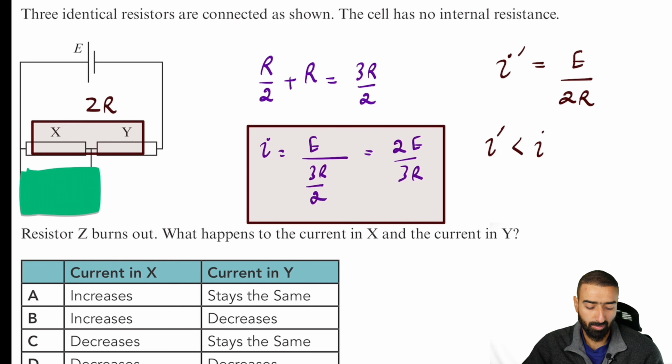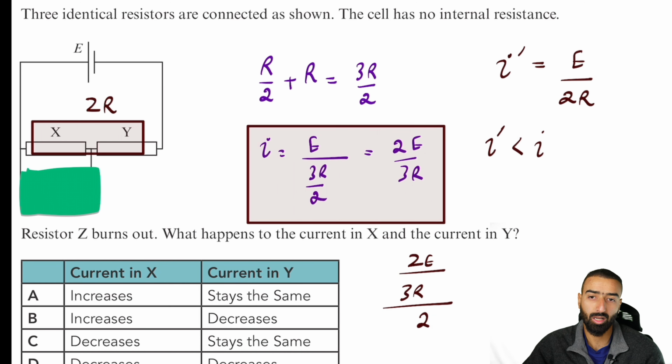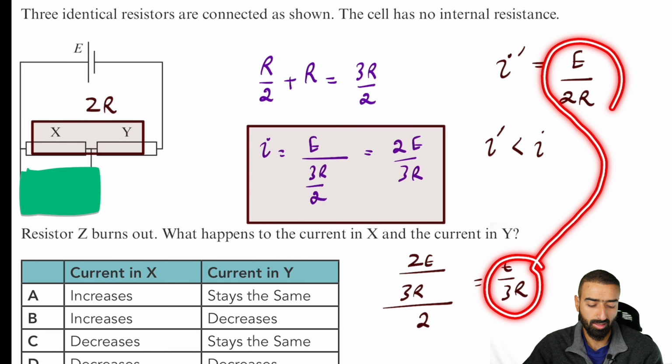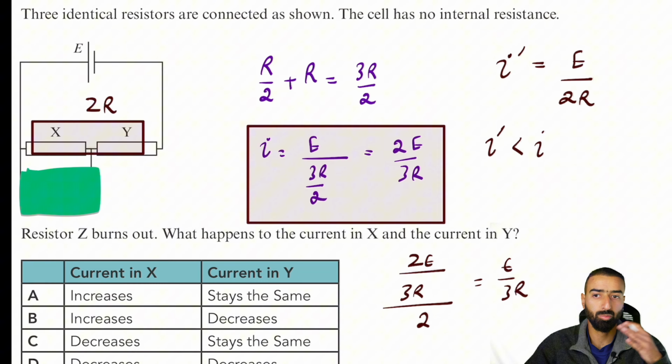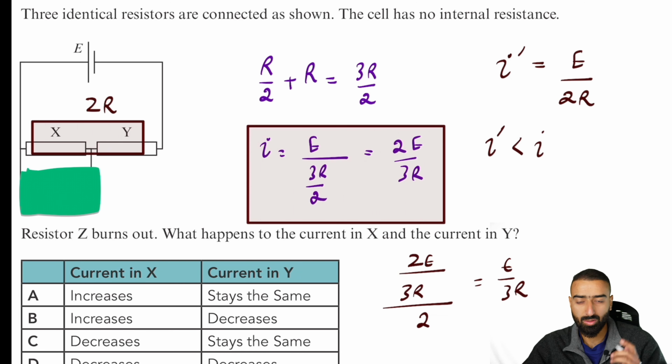We must remember that the current through X was 2E over 3R divided by 2, half of the current, which is E over 3R. That is the previous current. The new current is E over 2R. That means the new current is larger than the previous current through X. So the current in X has increased, while the current in Y has decreased.